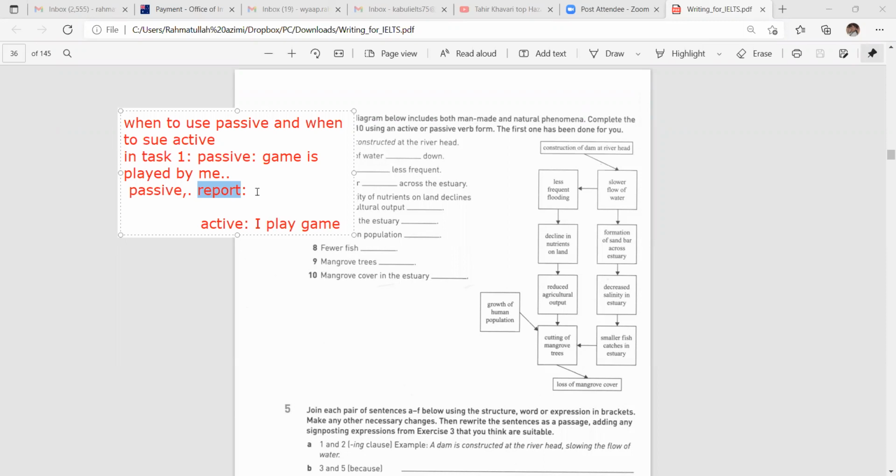So in a report, dear students, it's none of your business to say your idea, your thinking, or what you believe in. In task 1, you have to use passive in your report. Why? Because it's very general. There is no subject. Everything is done by someone else, not by a specific person. Is this clear now? Do you understand?